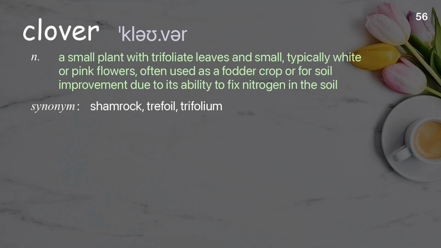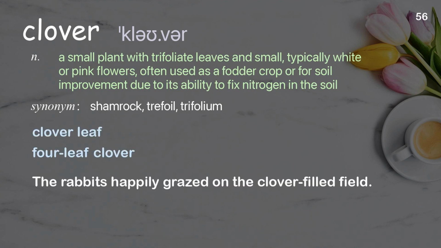Clover. A small plant with trifoliate leaves and small, typically white or pink flowers, often used as a fodder crop or for soil improvement due to its ability to fix nitrogen in the soil. Examples: Clover leaf, four-leaf clover. The rabbits happily grazed on the clover-filled field.